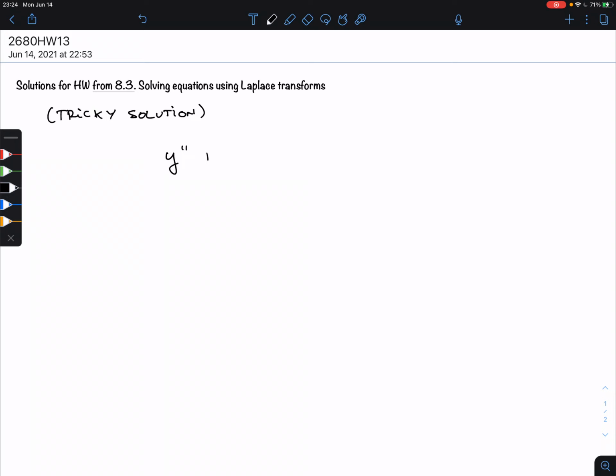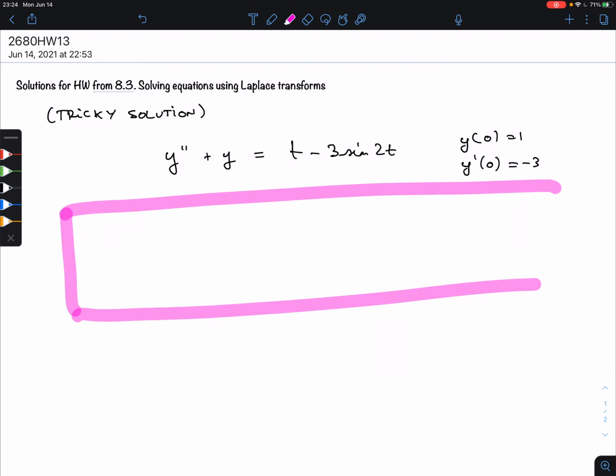So here is the differential equation that we're talking about. Okay, and the initial values are y(0) is 1 and y'(0) is -3. Now let's start with the formulas. So what are the two formulas that we're going to use? We're going to use Laplace transforms.